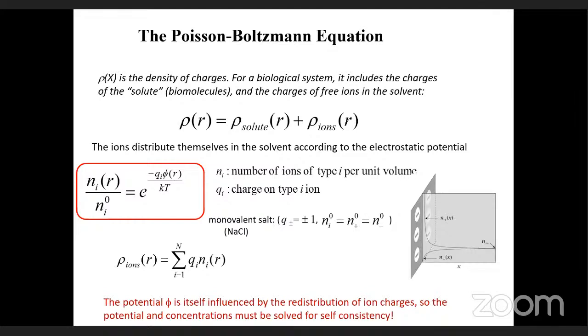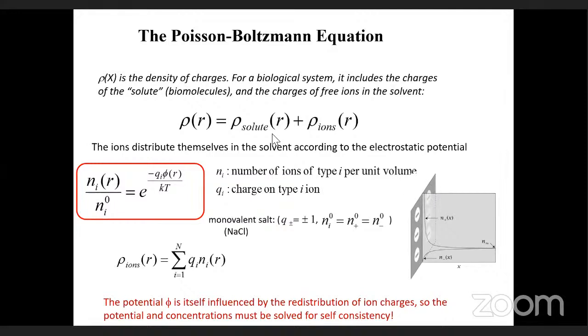This equation relates the electric potential to the density of ions. For example, for salt ion, NaCl, we have the number, where Q here is the valency. The valency for NaCl is plus and minus N, and Ni0 is the density of the bulk.